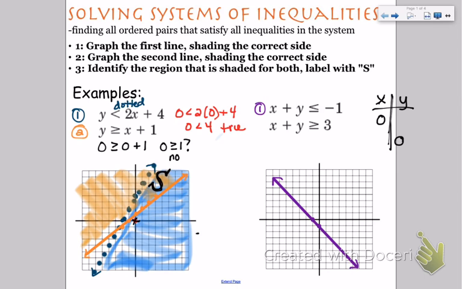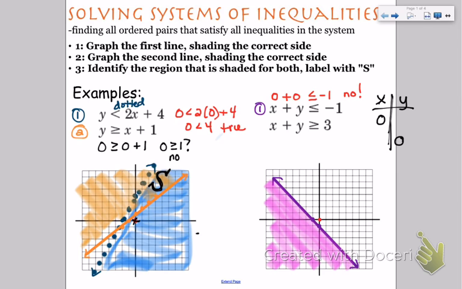Let's pick a point and test it. So (0, 0) looks good again. I get 0 plus 0 is less than or equal to -1. That is false. 0 is bigger than -1, so I'm going to shade the other side. So I'm going to shade underneath.